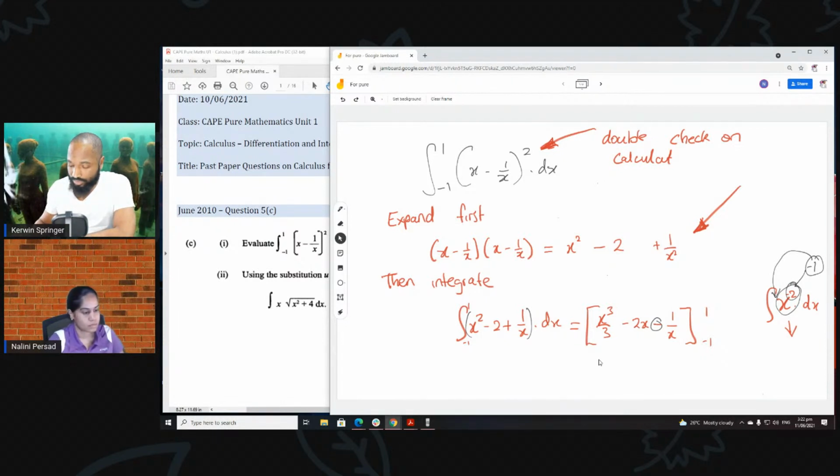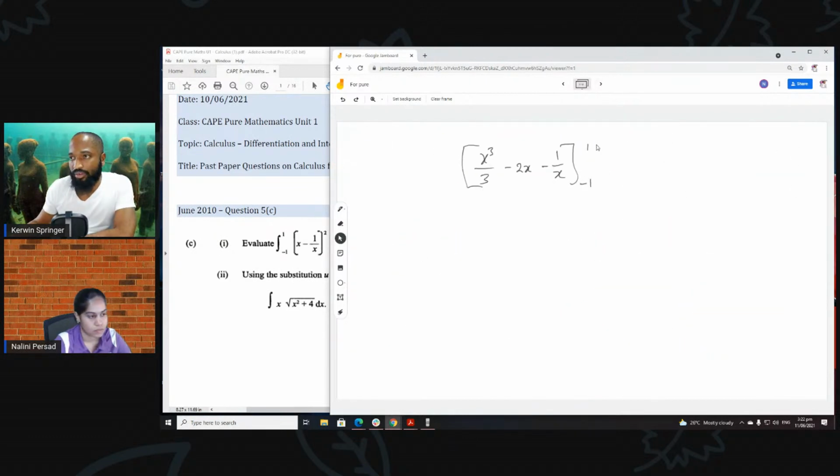All right. Since apparently I don't know what I'm doing in this Google Jamboard, x cubed over 3. The show must go on. The maths must go on. Minus 2x minus 1 over x between negative 1 and 1. So we have this, and this is just a substitution.